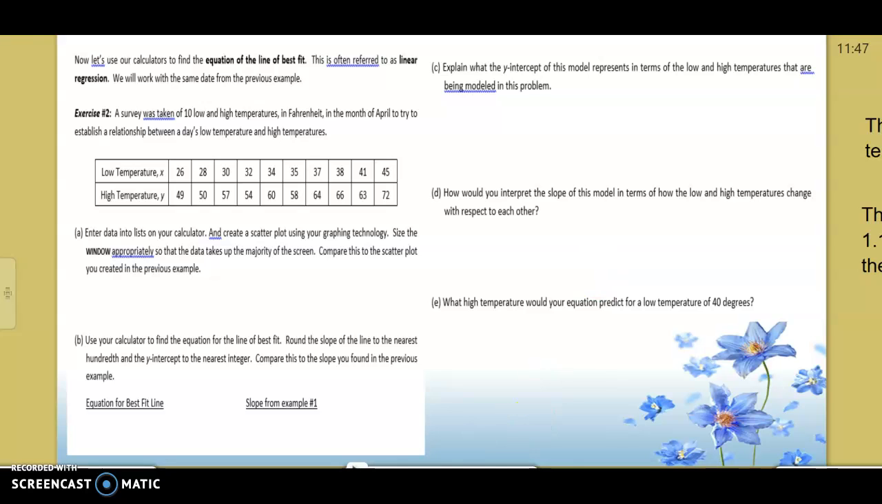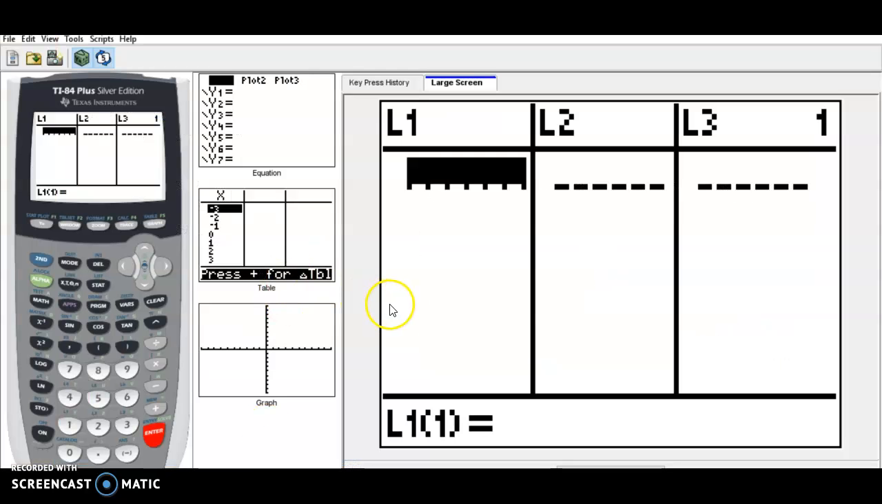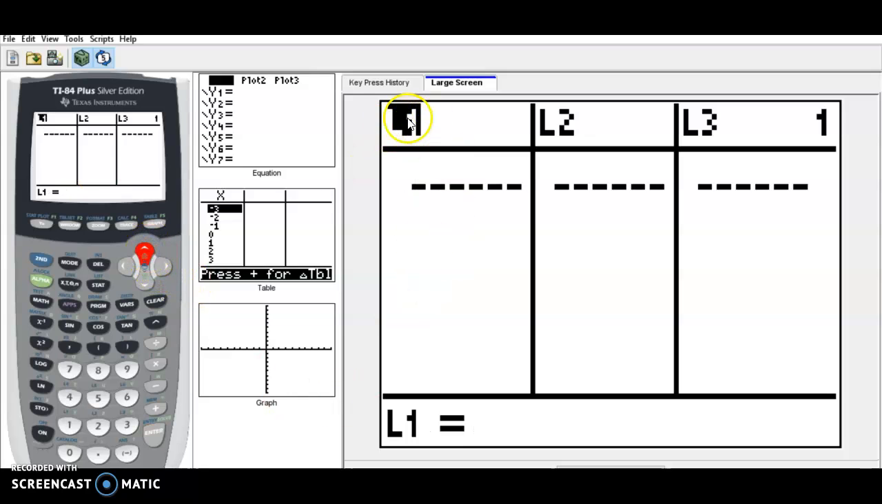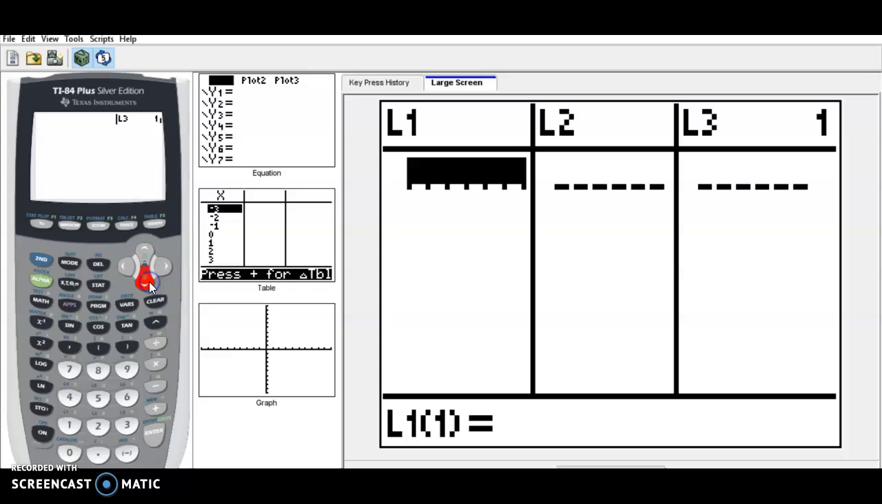If you have something in the list, I need to tell you how to clear it out. You go up to the top where it says L1. So when it's highlighted, press clear. Nothing will happen until you go down, and then once you go down, it should disappear. If that didn't happen, if you've got numbers in the list, please let me know.